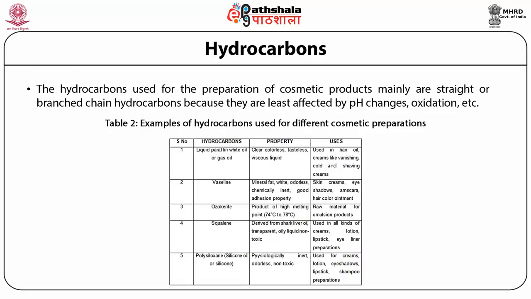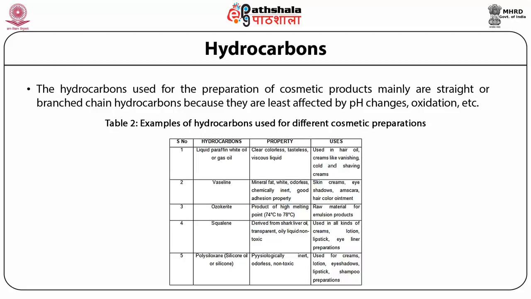First, liquid paraffin, white oil, or gas oil. It is a clear, colorless, tasteless, viscous liquid, which is used in hair oil, creams like vanishing, cold creams, and shaving creams. Second, Vaseline. It is a mineral fat, white, odorless, chemically inert, with good adhesion property. It is used as a component of skin products, eyeshadows, mascara, and hair color ointments.